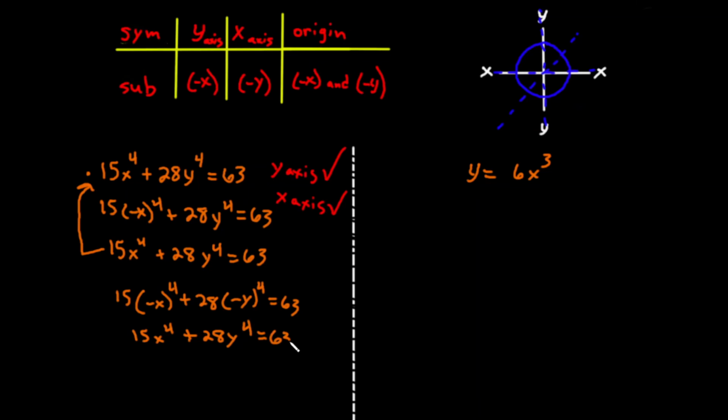Now, this is where we judge. Is this the same as our original? Yes, it is. Every term is exactly the same. So, we just did origin because we tested both negative x and negative y. So in this case, this particular equation will have y-axis symmetry, x-axis symmetry, and origin symmetry. So that answer right there would be all of the above, basically.